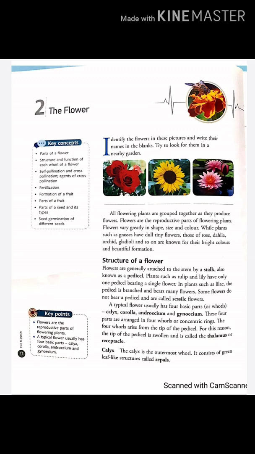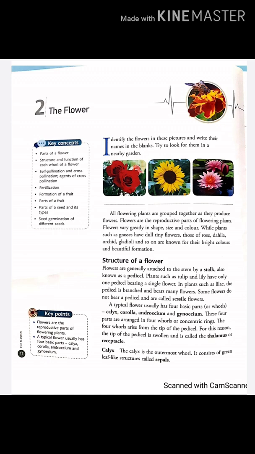Now see what is a complete and what is an incomplete flower. Most flowers have all the four whorls, that is calyx, corolla, androecium and gynoecium. The flowers that have all four whorls are called complete flowers. For example, pea, mustard, hibiscus, sunflower and so on. However, some flowers lack one or more whorls and are called incomplete flowers. For example, mulberry, oak, begonia and so on.